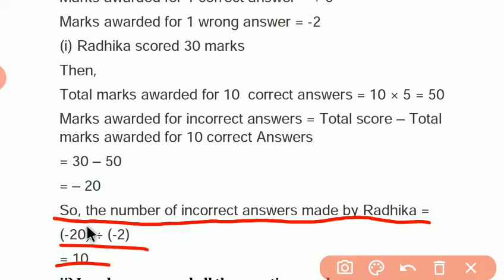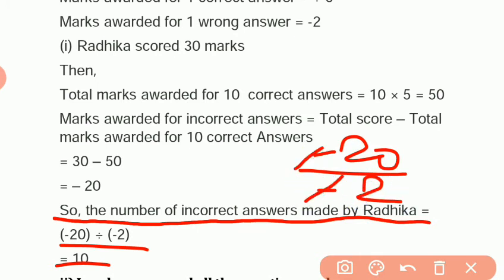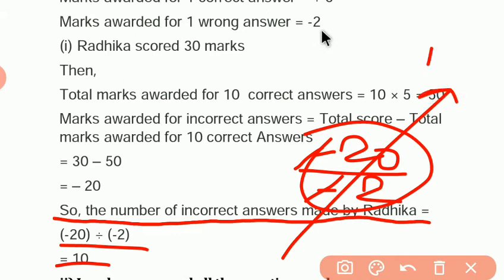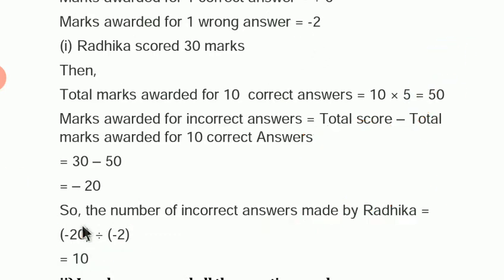So minus 20 will be divided by minus 2. Minus 20 is divided by minus 2 here, because the marks awarded for one wrong answer, it is given how much? Minus 2. And total marks for incorrect answers she got minus 20. So the total marks for incorrect answers divided by marks awarded for one wrong answer. So minus 20 divided by minus 2, it will be 10. It means the number of incorrect answers she has done is total 10.